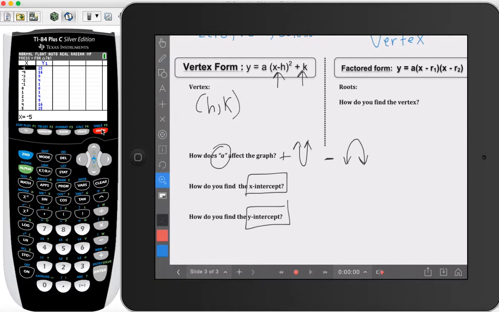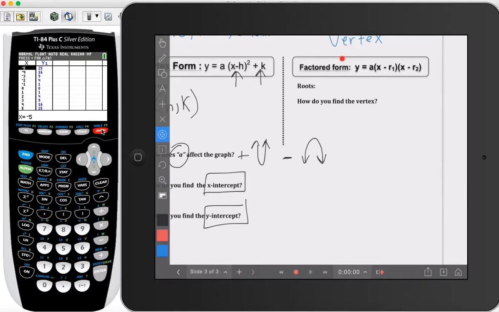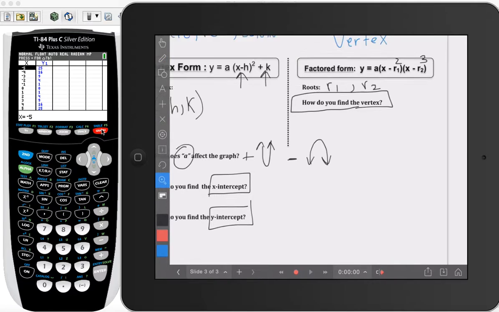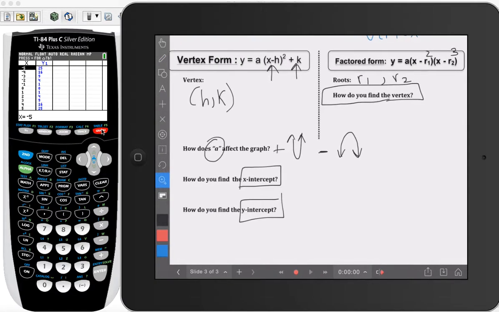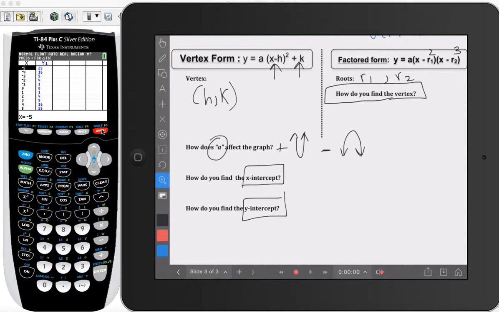Now let's look at the factored form. This is the equation of the factored form. a, x minus, and there will be a number over here, and x minus, and there will be a number over here. So for example, if this is 2 and this is 3, then my roots are going to be R1 and R2, okay? Again, we're going to talk about this in detail later on. Now, how do you find the vertex? We will find out too. We will go back to this at the end of the lesson to answer all of the questions.